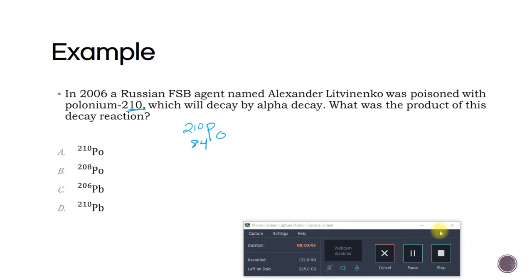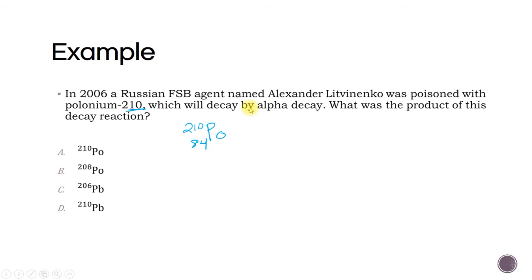Okay, so it says it will decay by alpha decay. A decay reaction means that we have one reactant, polonium-210, and it's going to make at least two products. In this case, it's alpha decay, so I have an alpha particle plus something else. If I produce an alpha particle, I start with a mass of 210 and I have to use 4 of those in my alpha particle. So my mass over here is going to be 210 minus 4, so 206.